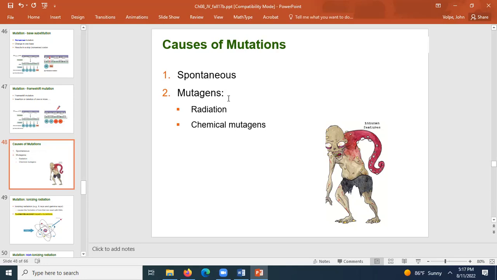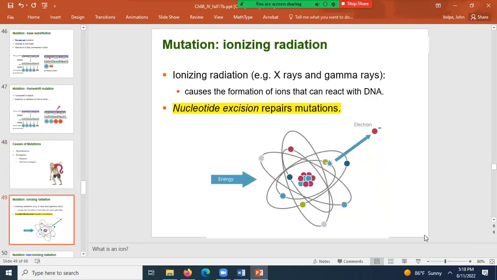Mutagens increase the risk of a mutation. So they increase the chance of a mutation. And there are two types of mutagens, radiation and chemical mutagens. With radiation, there are two types of radiation.